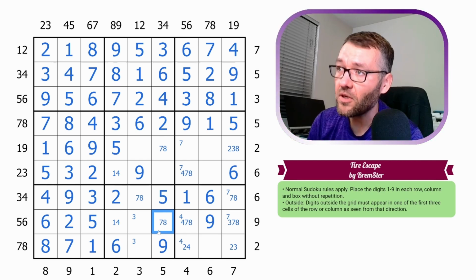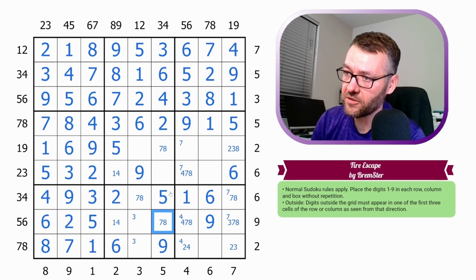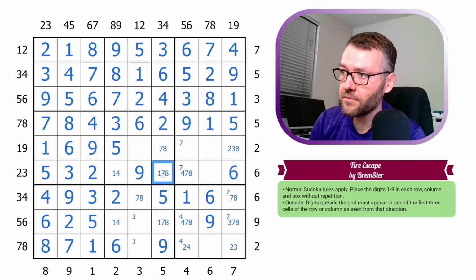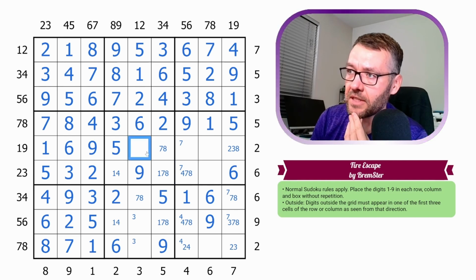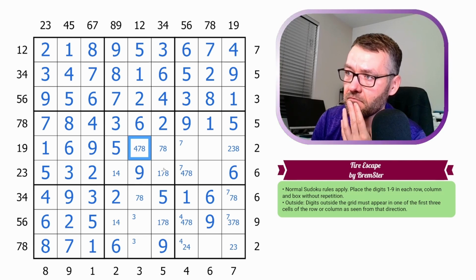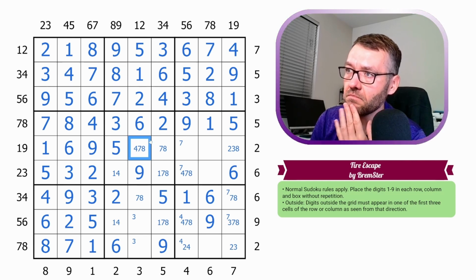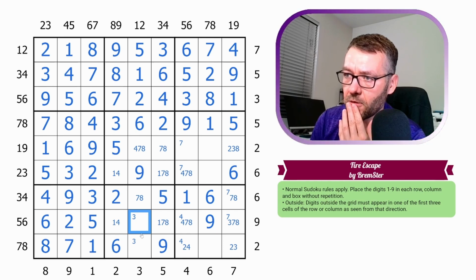Wait, why can't this be a 4? Oh no, we have a 4. Whoops. No, it was 1, 7, 8. That's right. Okay. Let's see, this can't be a 1, so this could still be 4, 7, 8. And then this could be a 3, 4, 7, 8.